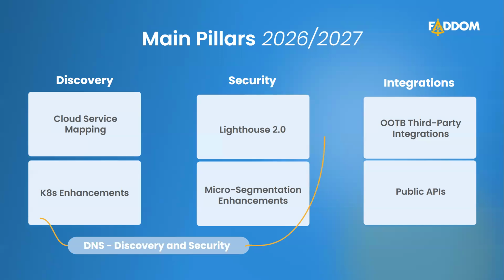So there are different areas related to Kubernetes, but the DNS aspect is also something that we try to utilize for both discovery and security. In the security area, Lighthouse is one of our biggest go-to-market strategies for 26 and 27, because we believe that every layer that Fathom collects, every data source that we identify, every map built in Fathom is a very good, fundamental baseline for detecting abnormalities.